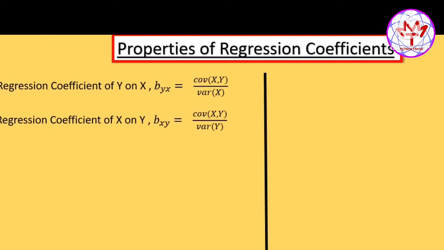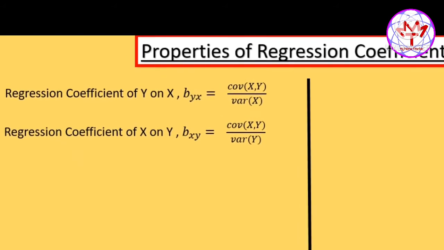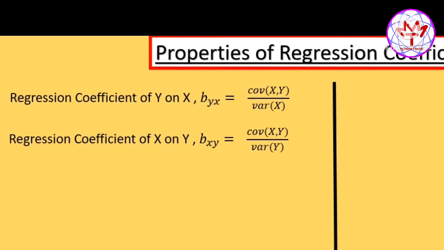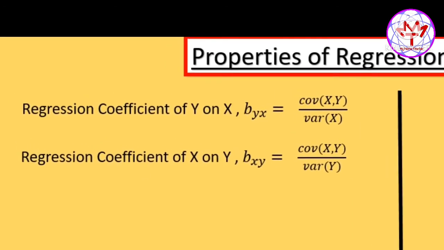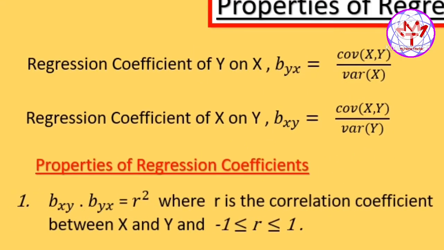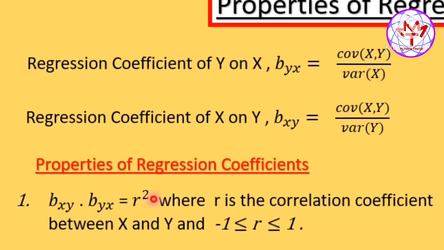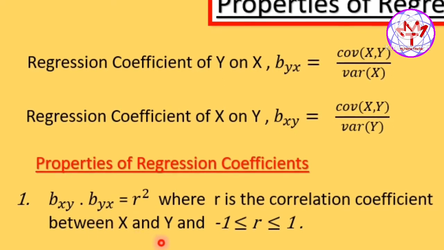We have studied the regression coefficient of y on x, which is denoted by byx, and the regression coefficient of x on y, which is denoted by bxy. Now let's see the properties of these coefficients. The first property is bxy into byx is equal to r square. That means the product of regression coefficients is equal to r square, where r is the correlation coefficient between x and y, which you have already studied before.